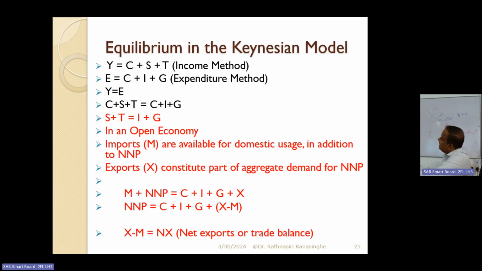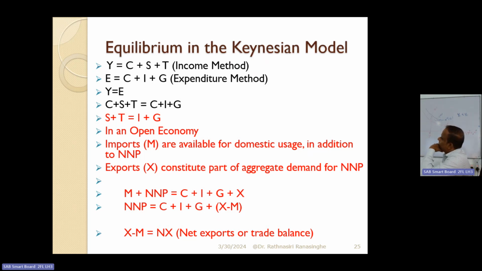So S plus T equals I plus G, that is the equilibrium based on the injections and withdrawals. That is a closed economy with the government. If we have an open economy environment, what happens? We have to incorporate exports and imports into this model.